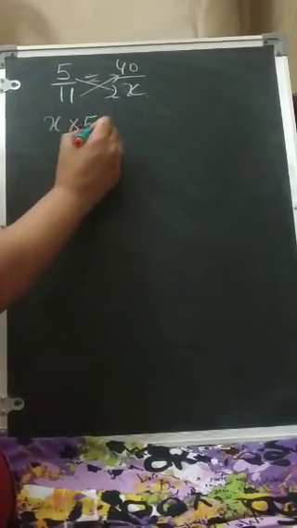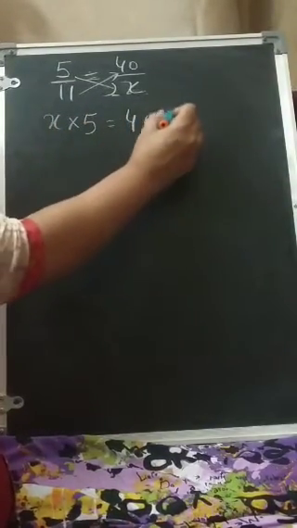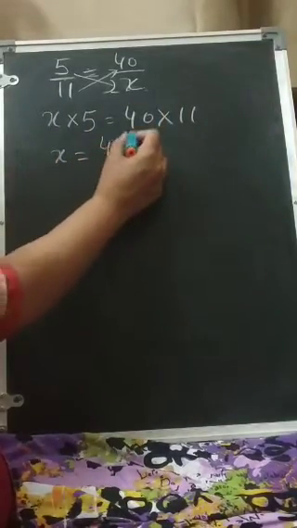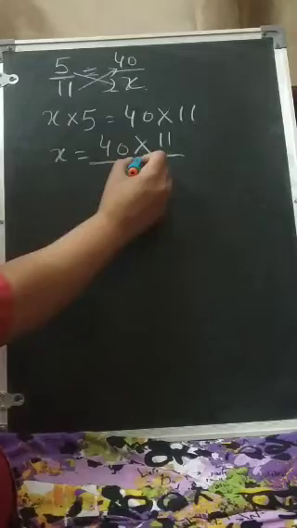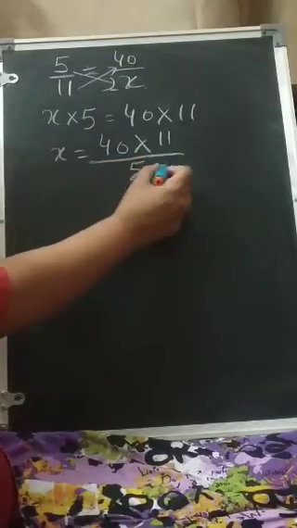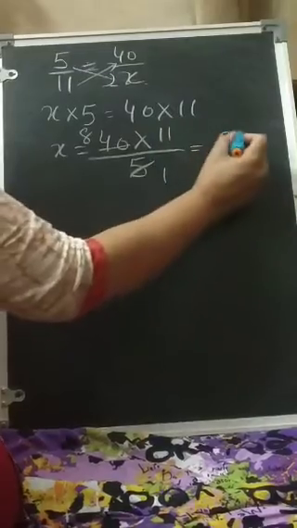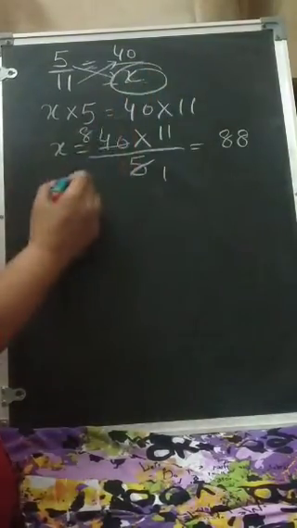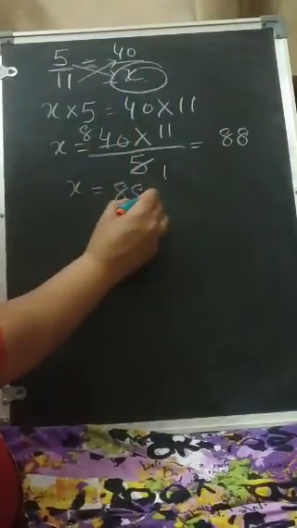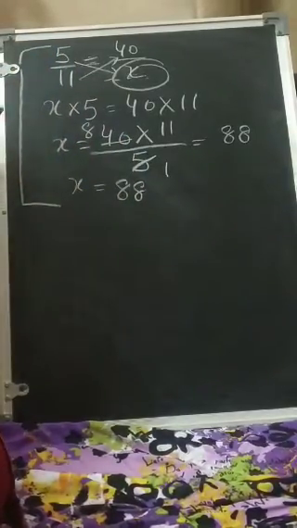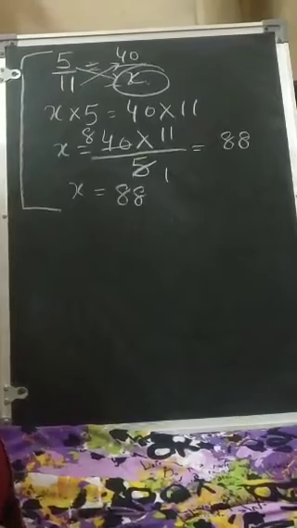X into 5 is equal to 40 into 11. Now x will be 40 into 11 divided by 5. Now solve it. 5 1s are 5, 5 8s are 40, 11 8s are 88. So this missing number, what is the answer? 88. So this type of sums are in your exercise also. So you will do like this in your exercise.